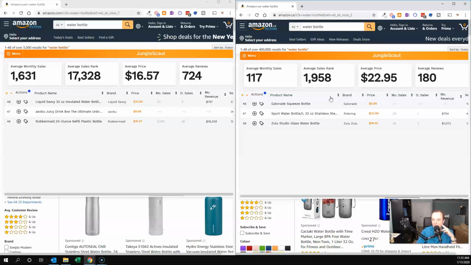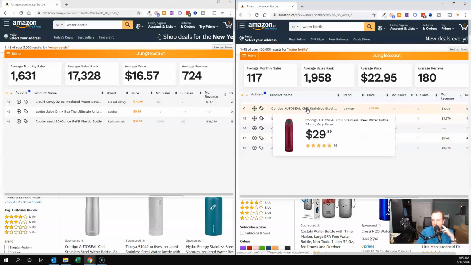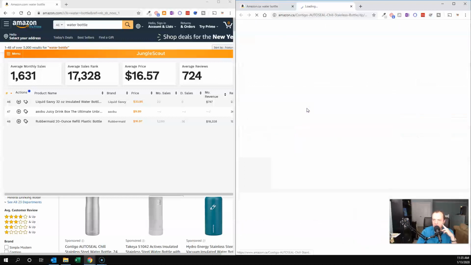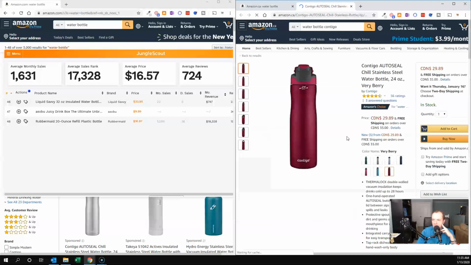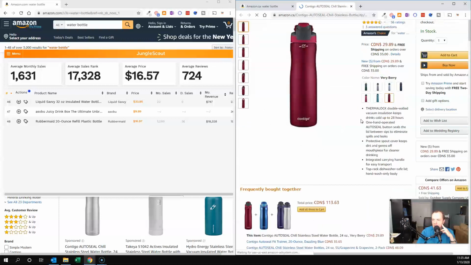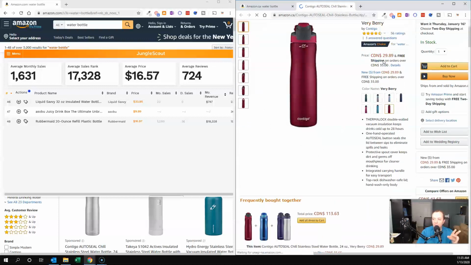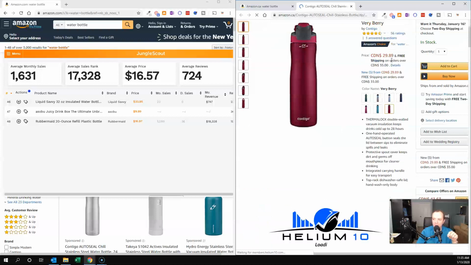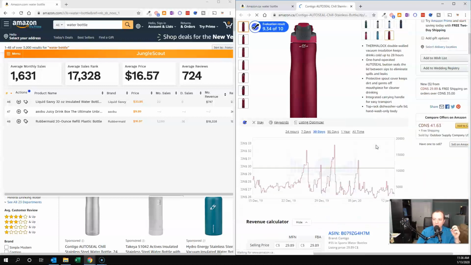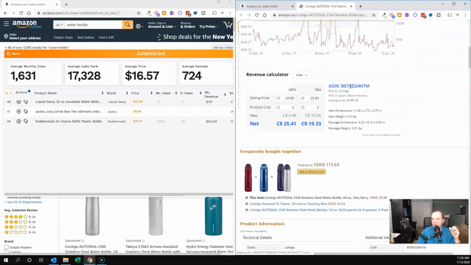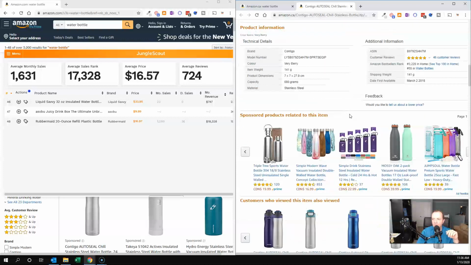So for example, one that I was looking at earlier was this one here. So if I look up this Contigo Auto Seal bottle, this one here, selling for $29.89. Just keep in mind when you look at prices in another marketplace, it's not US dollars. So that's probably closer to $23 US in price. But let's just take the ASIN, and I'm taking this here from a third-party tool, but here's the ASIN where you can always find it here.